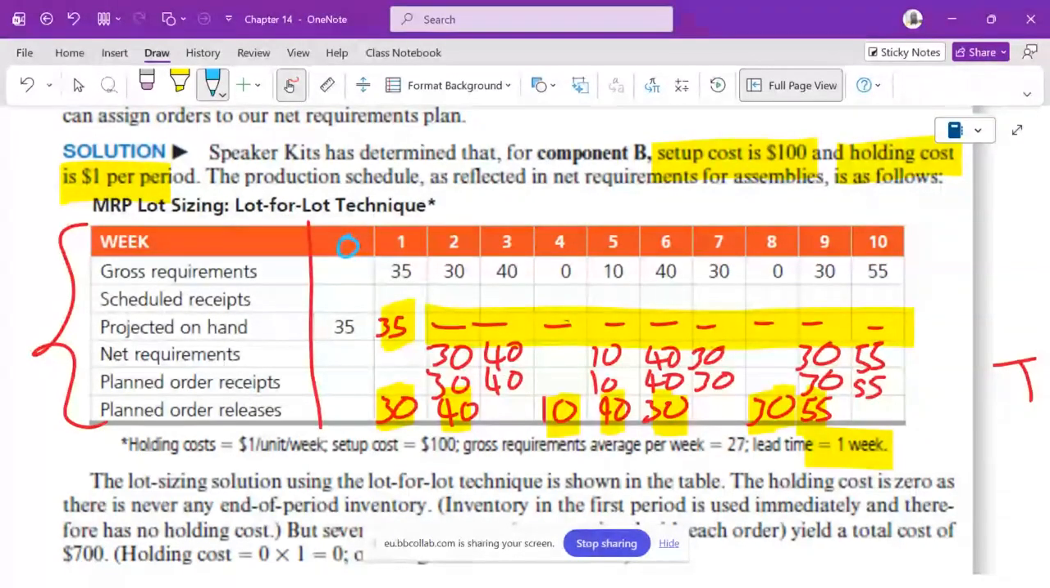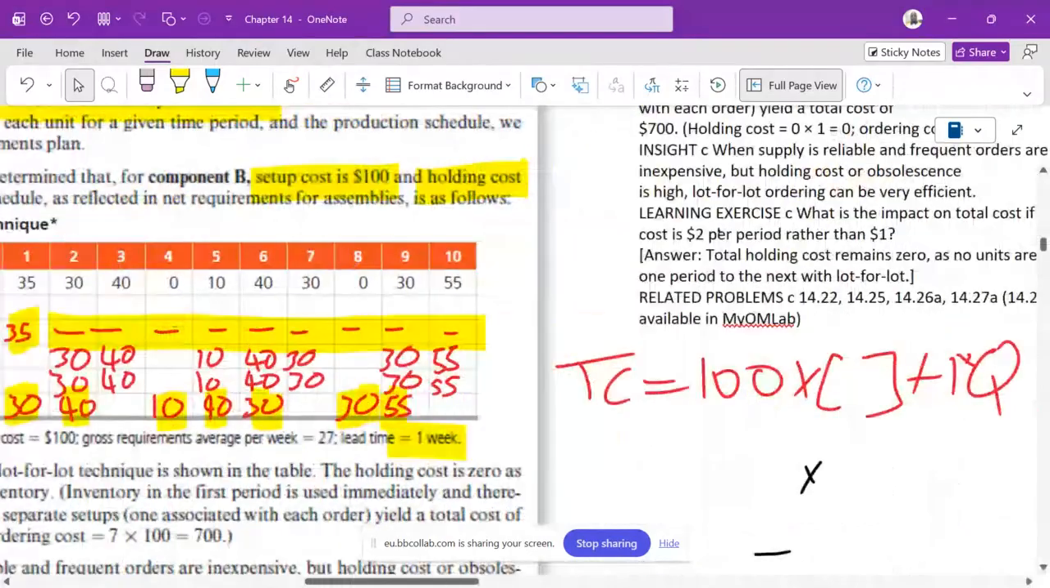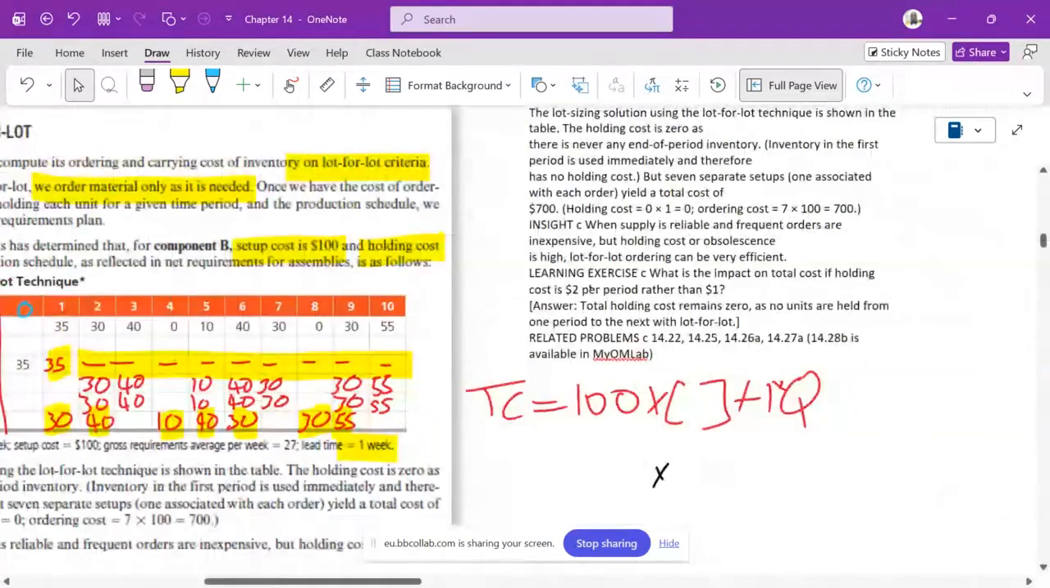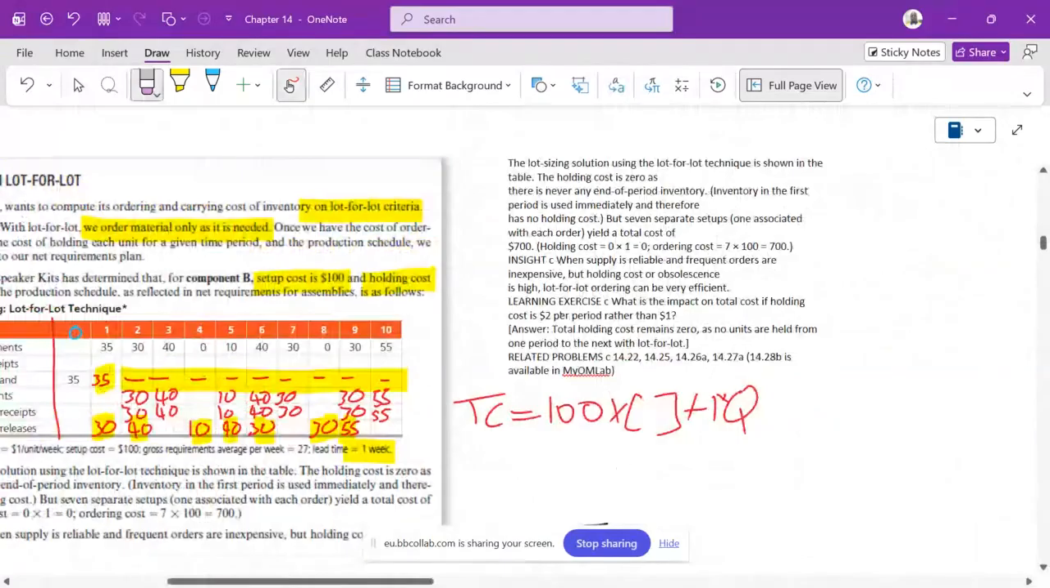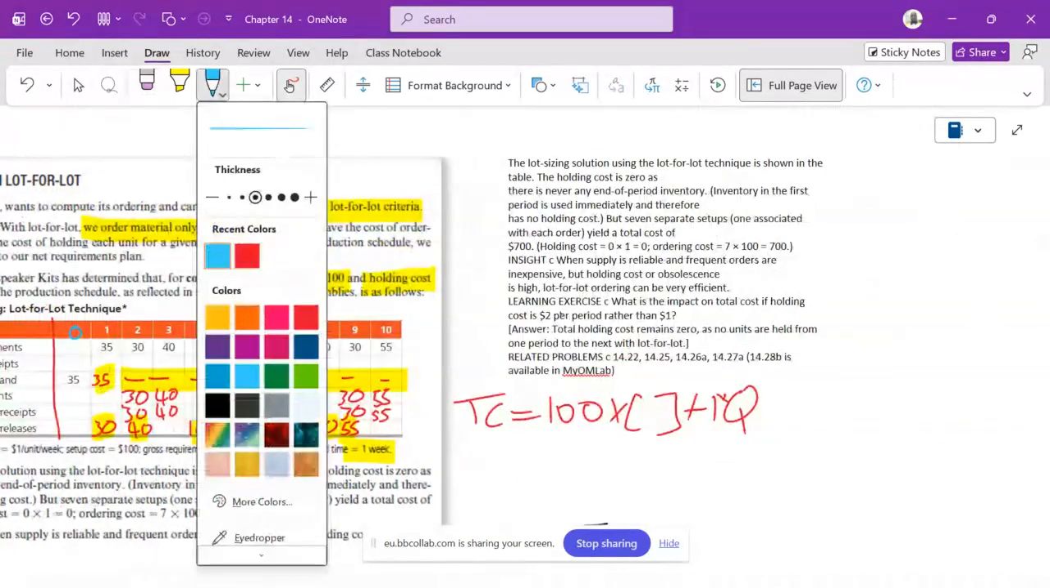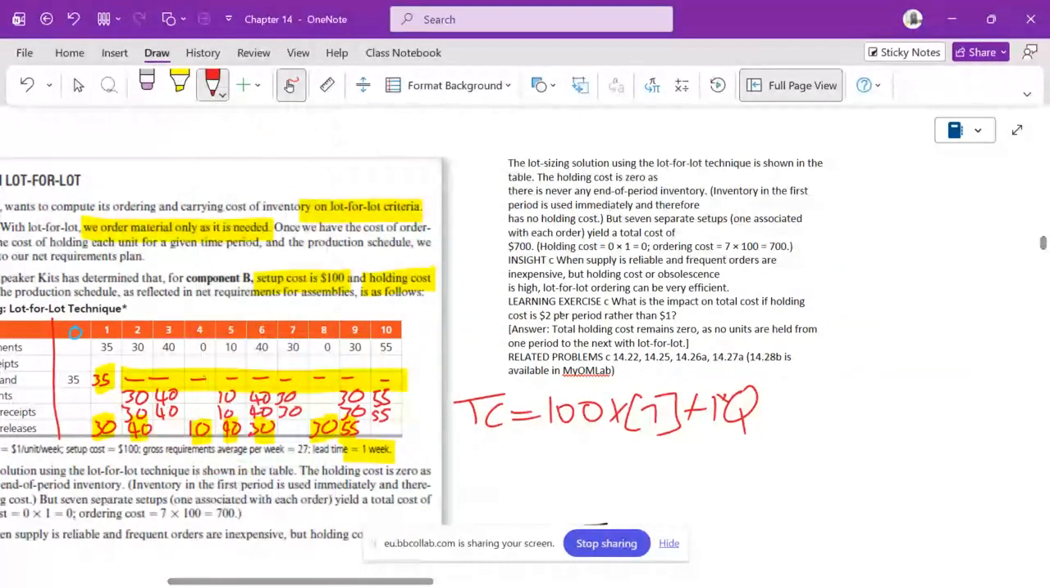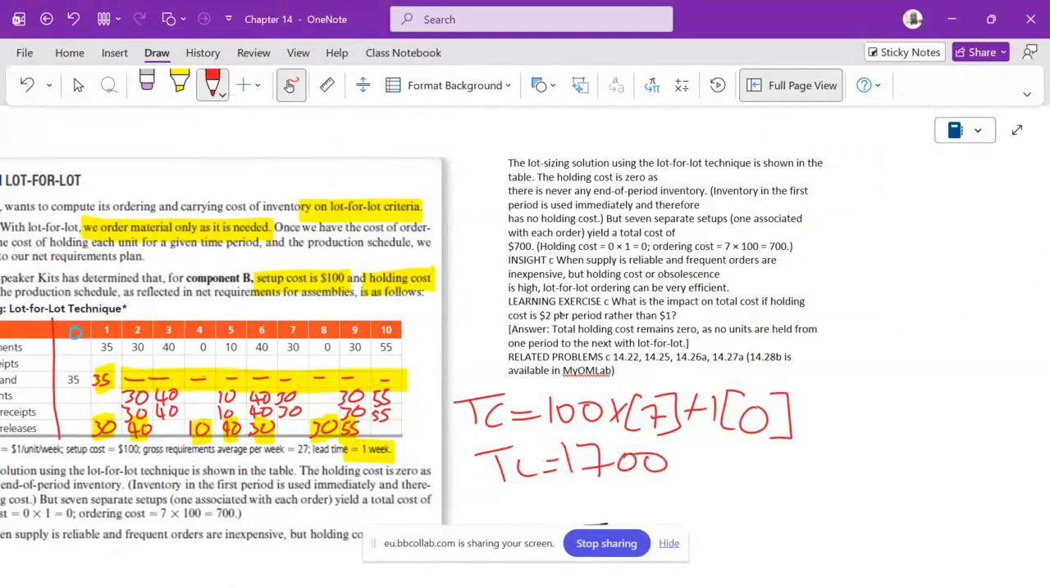So now the total cost, now we come to our formula that we have drawn here. With this information, we say to ourselves, okay, 100 is the setup cost, multiplied by 7. Our quantity stored, we never had any. Therefore, this is 700. Total cost is equal to $700. My questions will always be in rands.